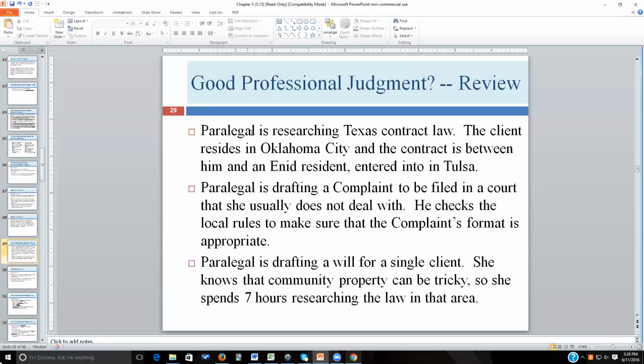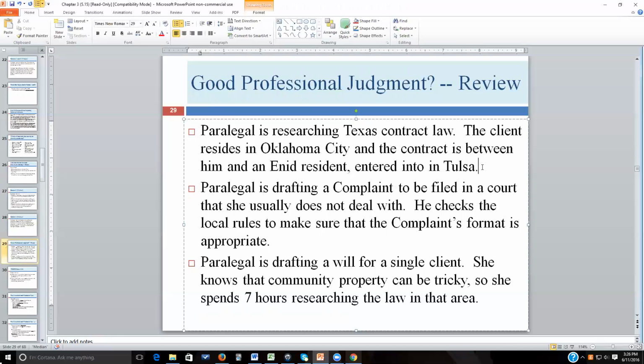So we have a paralegal who is researching Texas contract law. The client resides in Oklahoma City, and the contract is between him and an Enid, Oklahoma resident, entered into in Tulsa, Oklahoma. Is the paralegal exercising good professional judgment? Why, no. He should have researched Oklahoma contract law. Okay, let's go to the next one.